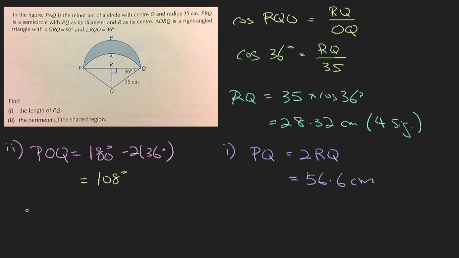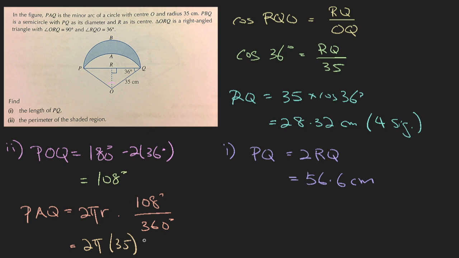So let's do this. PAQ is equal to the circumference, 2 pi r, multiplied by 108 over 360. And plugging in the numbers will give you 2 pi r, which is 35 here, multiplied by 108 over 360, and this is 65.97 cm. Again, 4 significant figures. So let's move on. We have PAQ here.